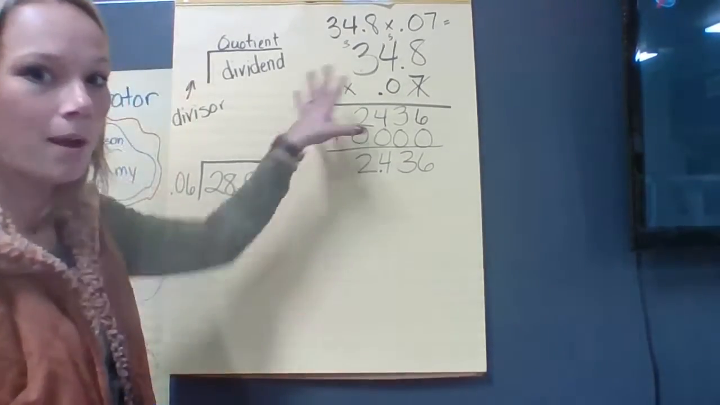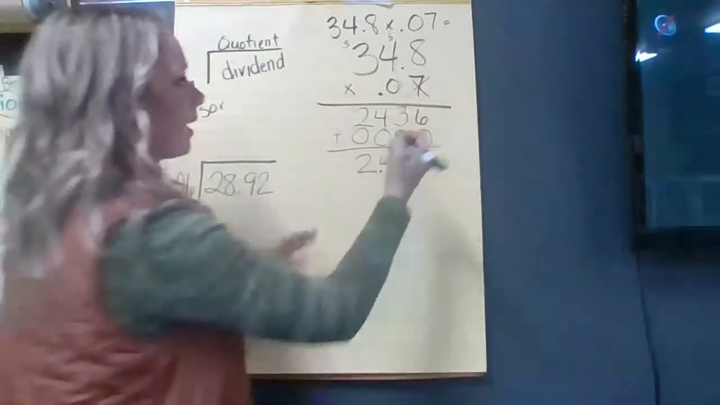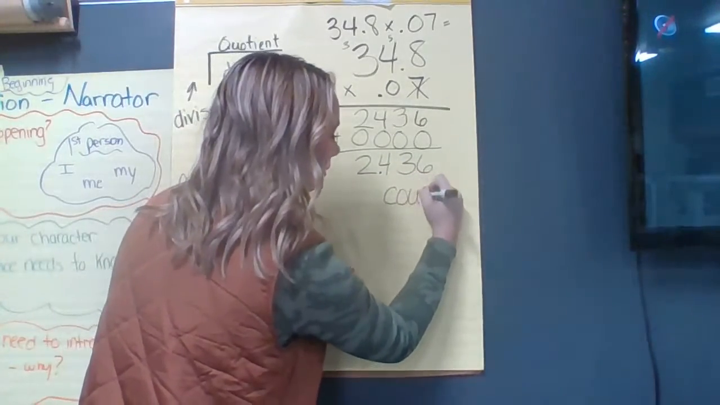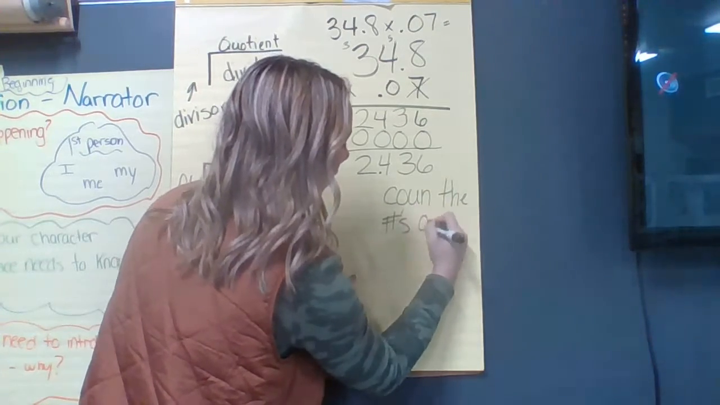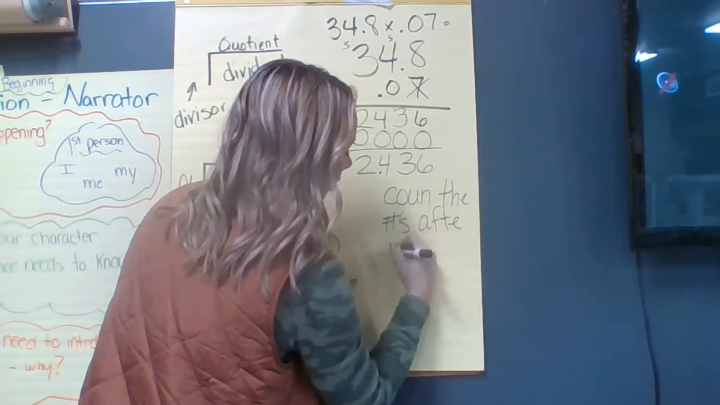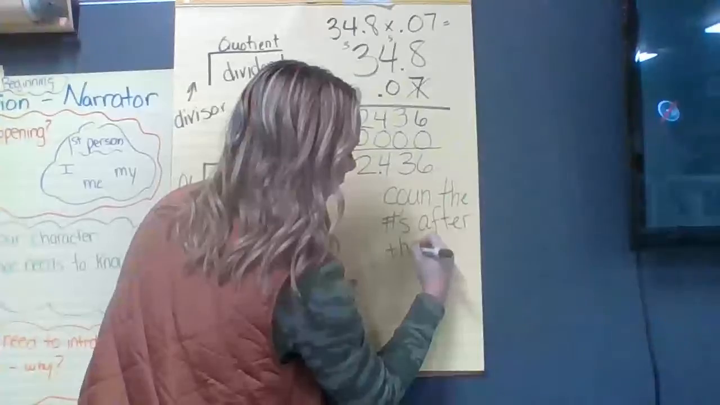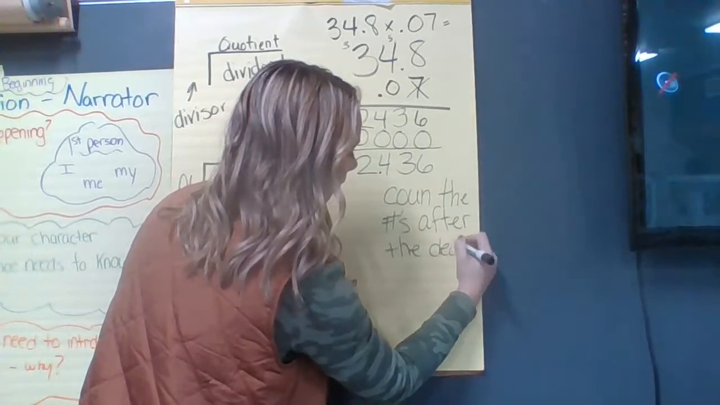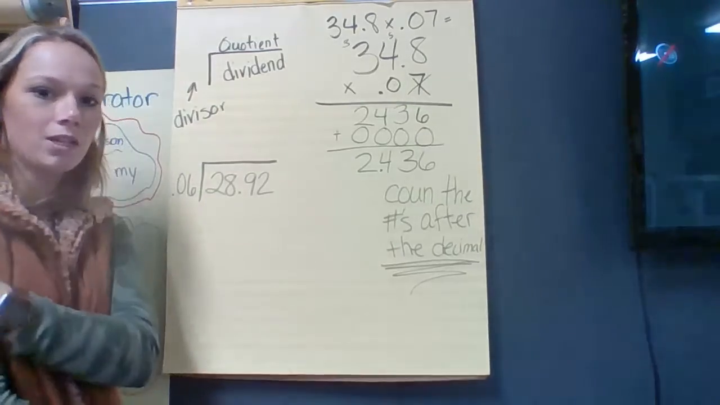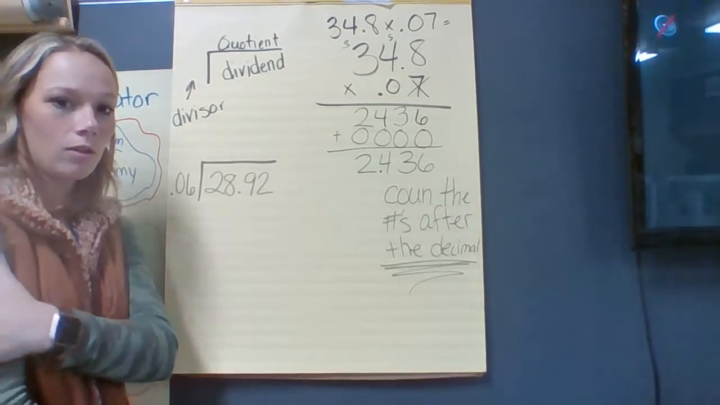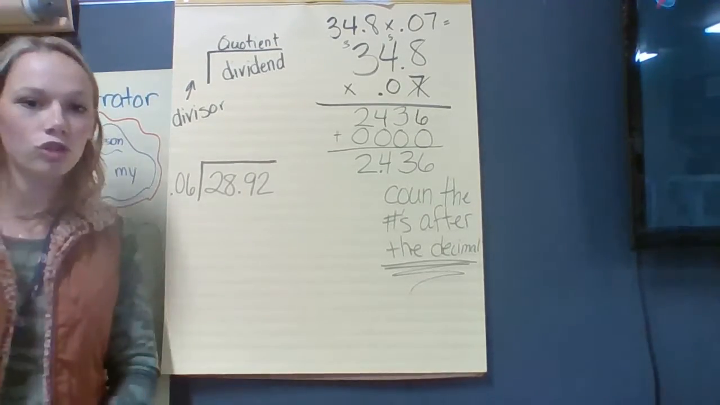All right, so remember, in multiplication, we count the numbers after the decimal. We need to remember to do that. Okay? Now we're going to switch to division.